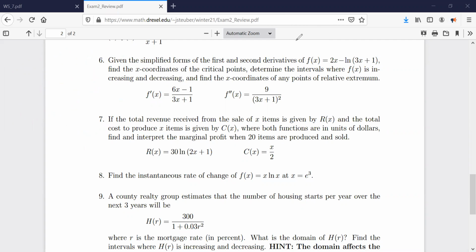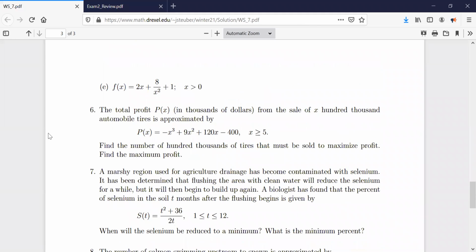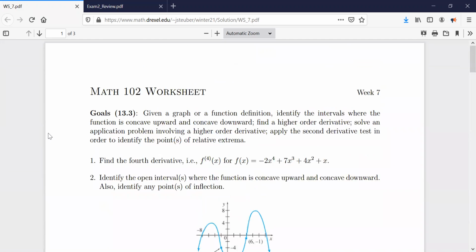If people have no other specific requests that they want me to do, this one was in your last homework, in the last worksheet, word for word. And like I said, you can also find the answer key on the website.